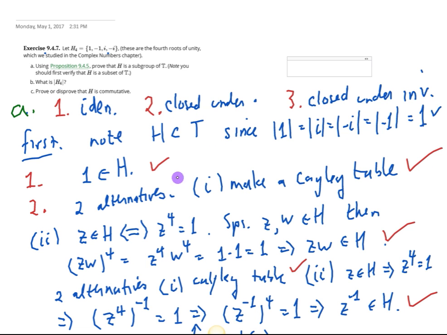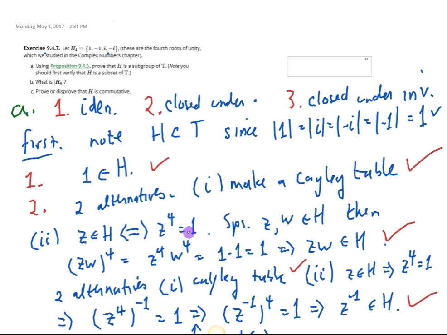There are 2 ways to do this. One way is to simply make a Cayley table and show that the Cayley table is closed. All the entries in the Cayley table are equal to the entries on the margin. That's a straightforward way. Another way is to use properties of the definition of H. H is the fourth roots of unity, so z is in H if and only if z to the fourth is 1. So if we want to show that the set H is closed under multiplication, all we have to do is show that if we multiply any 2 elements of H together, we still get something that has fourth power equal to 1.